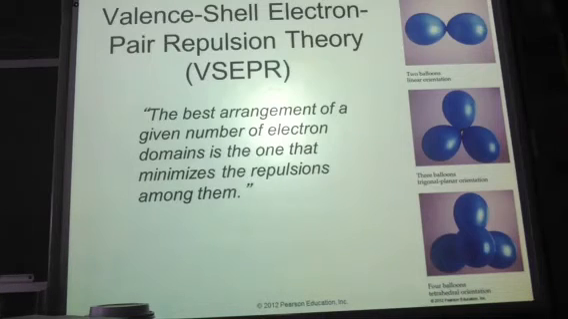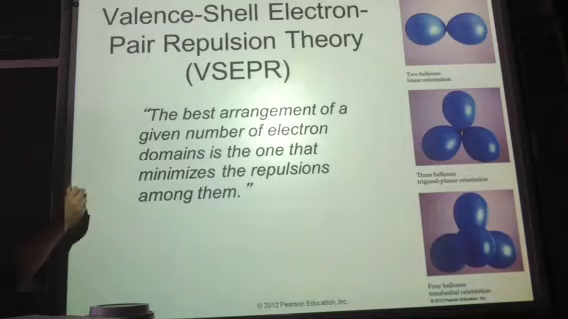VSEPR just means this is the best arrangement of a given number of electron domains, so that the shape of the electron domains will minimize the repulsions among those electron pairs, or among those bonding electron domains with the non-bonding domains. So VSEPR theory just means that we're trying to show shape by minimizing as best as we can electron-electron repulsions. It's the best arrangement based on the number of domains for minimizing repulsions among those electrons.